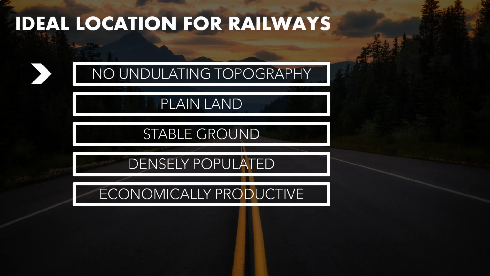So what's the ideal location for railways? There can be no undulating topography. Undulating means that there's no fixed pathway. We're going up and down. In other words, it's a hilly region. So we can't have an undulating topography. It has to be plain land. The ground has to be stable. The region has to be densely populated, and has to be economically productive. So is there an ideal location in India that has all of these parameters?